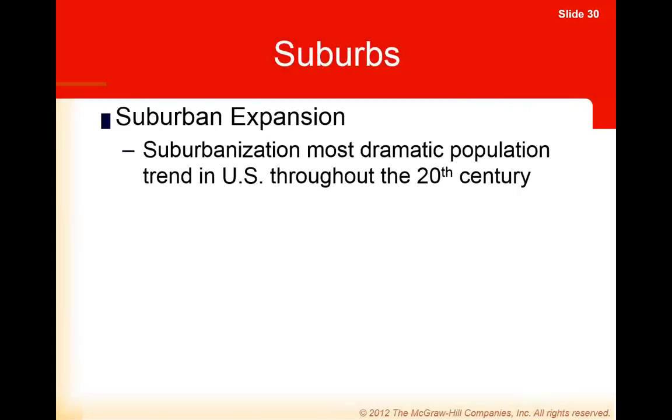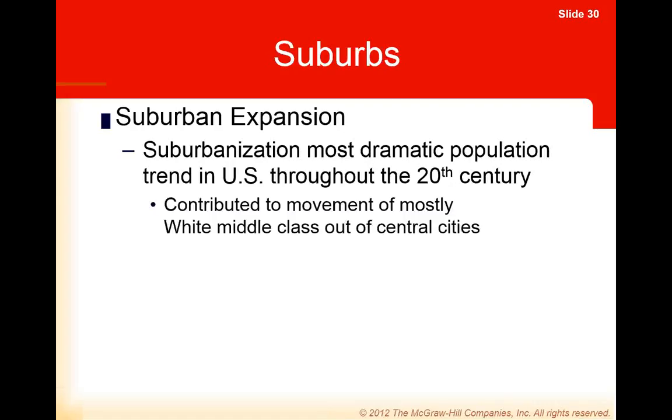It's the most dramatic population trend in the U.S. throughout the 20th century. It exploded following World War II. This is when we really begin to see a lot of suburban boom become evident following World War II. Mostly white middle class moved out of central cities. This is the phenomenon referred to as white flight.